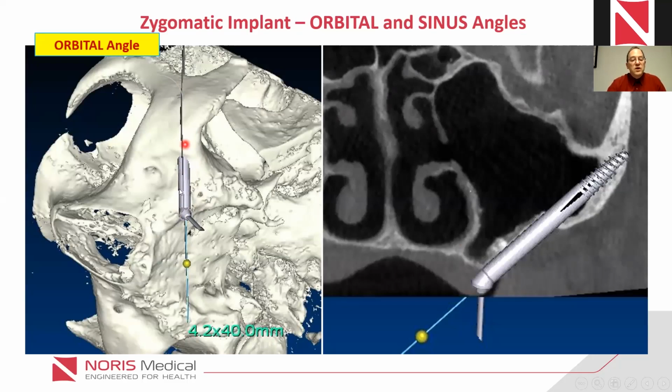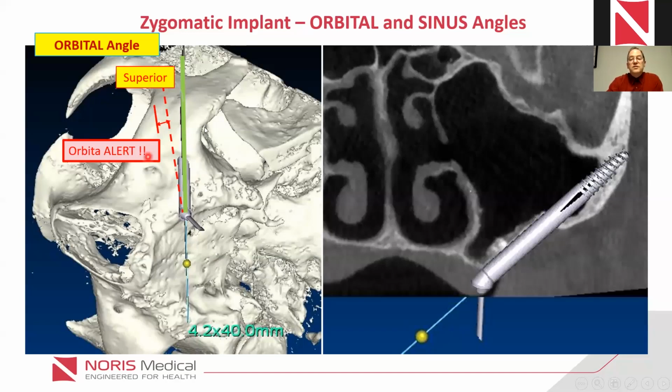When you place one zygoma, we have to make sure that we don't hit the orbit. Okay, so there are boundaries for placing a zygoma. First of all, not to hit the orbit. We need to measure this distance. I call it orbital alert.